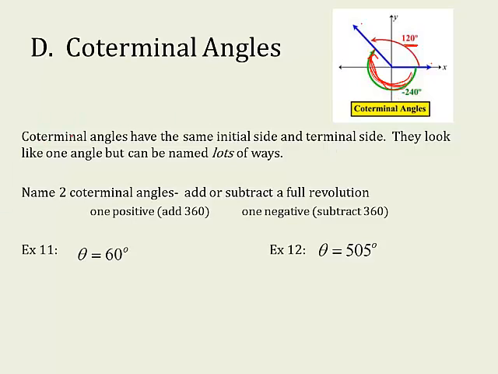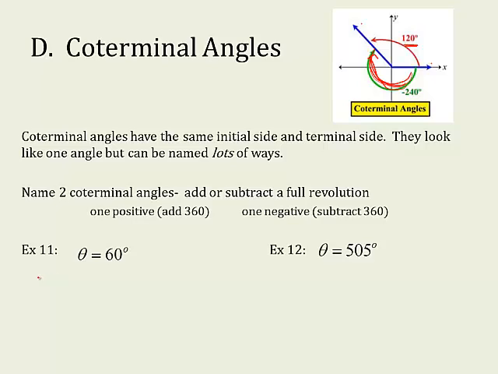So coterminal angles have the same initial side and terminal side. They look like one angle, but they can be named lots of different ways. So you're going to be asked to name 2 coterminal angles, which means you add a full revolution and you subtract a full revolution, and that'll give you 2 new names of the same angle.